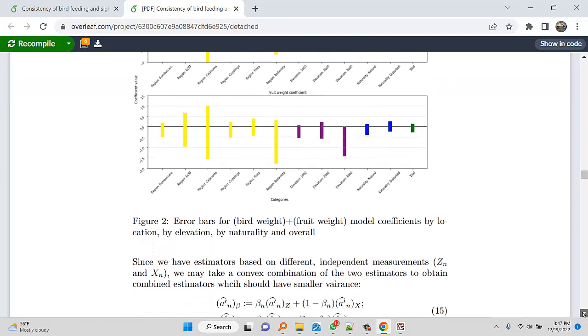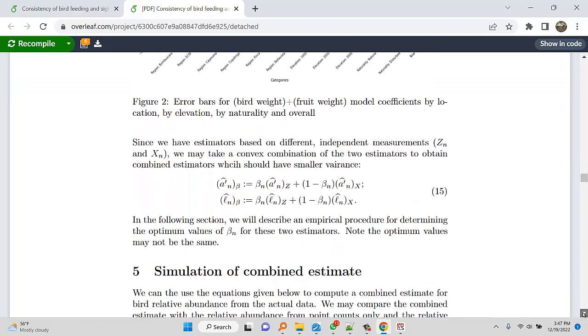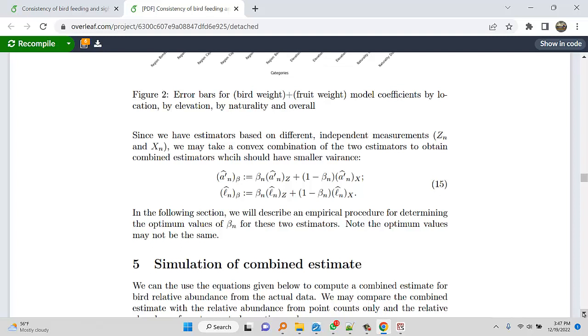All right, this figure is about some things before. So here we are talking about combining the two estimators, one based on the point counts and one based on transect observations, to obtain an estimator that perhaps is more accurate. And we will do experiments to discover the best value of beta. In fact, that should be beta n and not beta. And there's a mistake there also. I will fix this later.